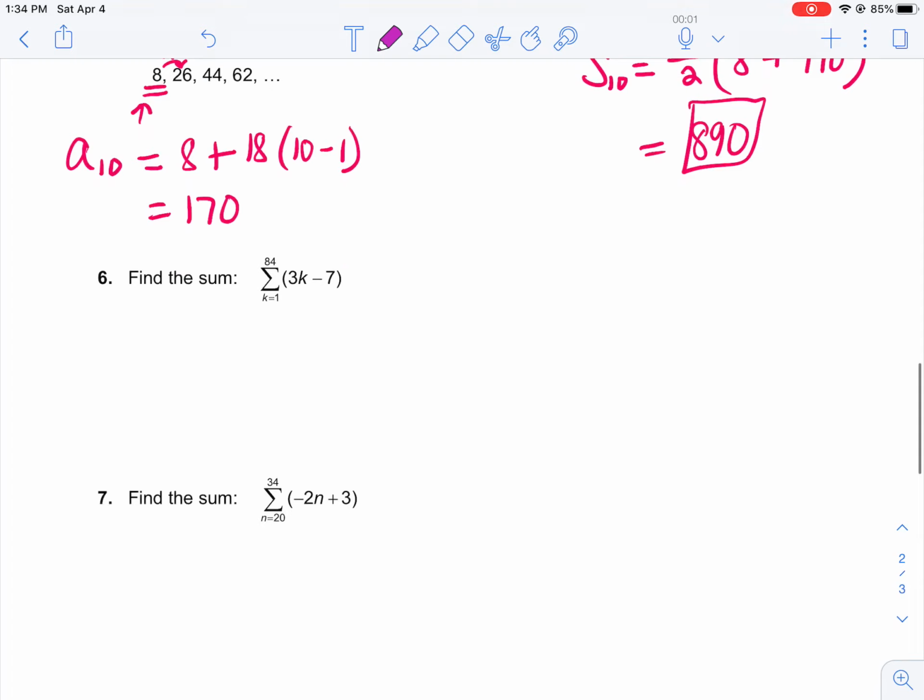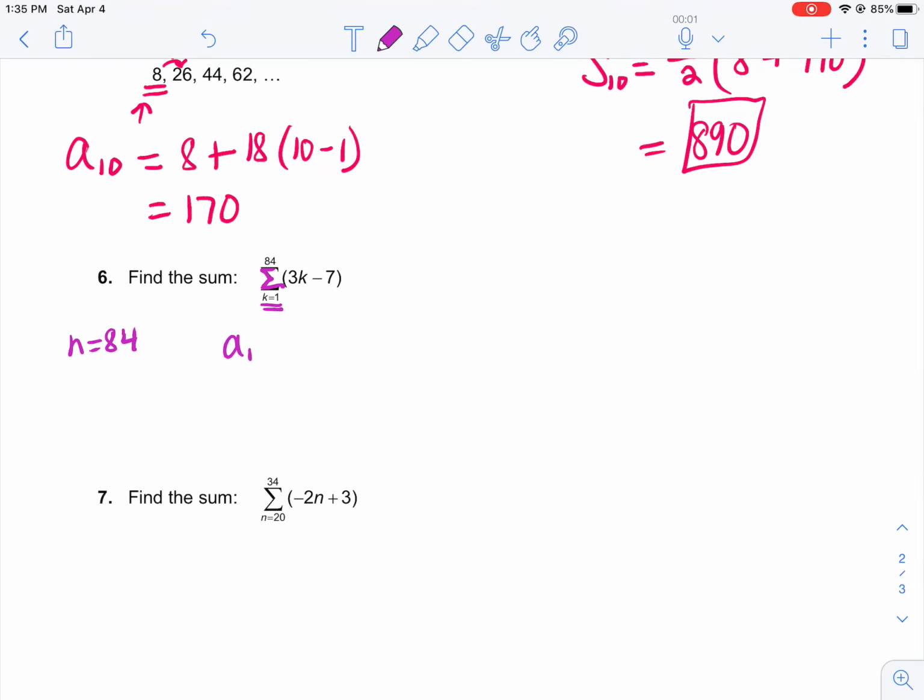Let's take a look at this one. Our good old friend sigma. I'm taking the sum. Remember, sigma means the sum of plug k equals 1 into this formula all the way up until 84. So I'm taking the sum of 84 terms right here. So I know that n equals 84.